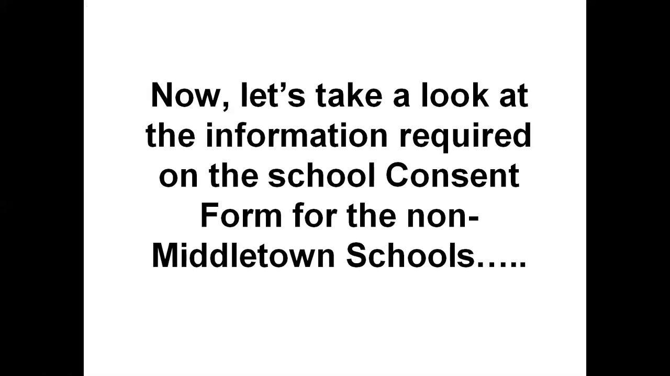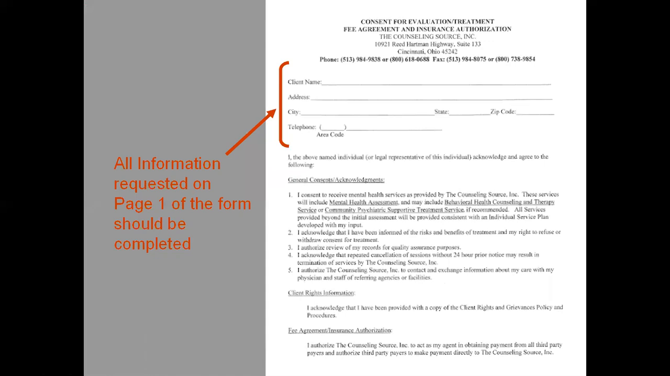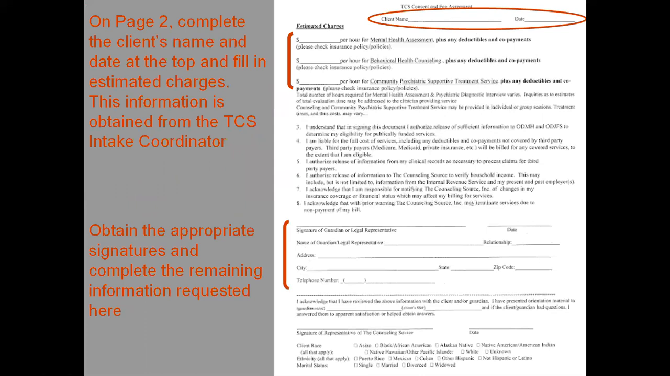Now let's take a look at the information required on the school's consent forms for the non-Middletown schools. On page 1 of the consent, all information requested should be completed. On page 2, complete the client's name and date at the top and fill in the estimated charges. This information is obtained from the TCS intake coordinator. And then you'll obtain the appropriate signatures and complete the remaining information that's requested in this lower area.